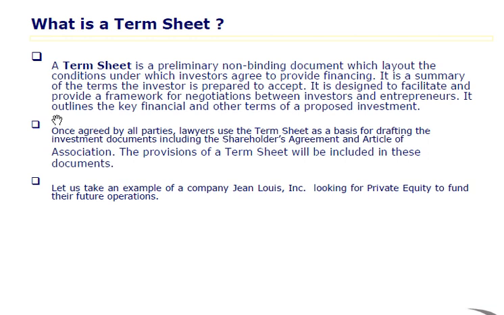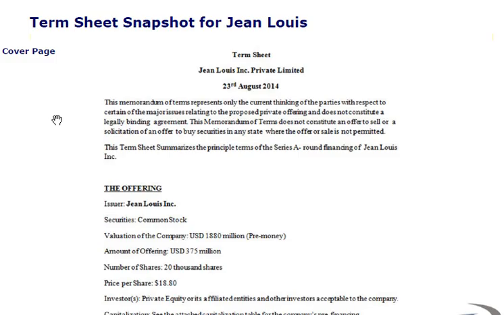And let's take the example of company Jean Lewis Inc. looking for private equity to fund their future operations. So this is the term sheet snapshot of Jean Lewis. The memorandum of terms represents only the current thinking of the parties with respect to certain major issues related to the proposed private offering, and it does not constitute a legally binding agreement, nor does it constitute an offer for the sale or a solicitation of an offer to buy the security in any state. And the term sheet summarizes the principal terms of the Series A.